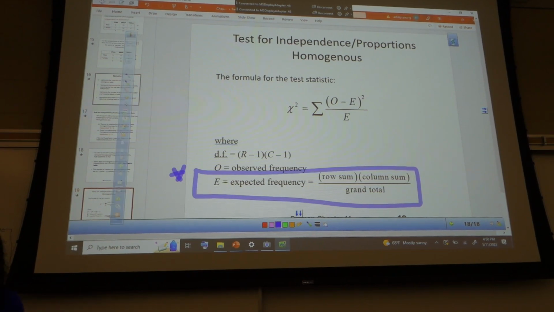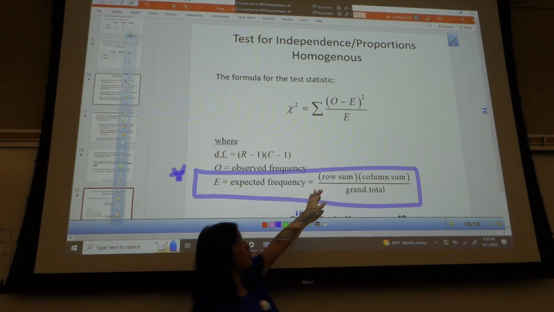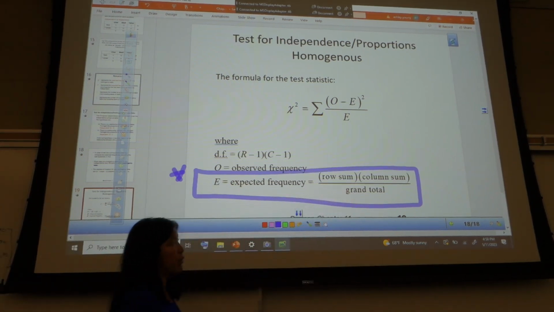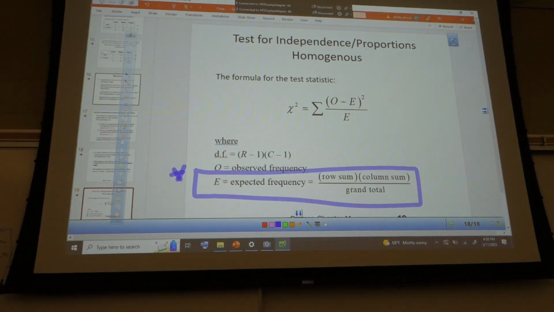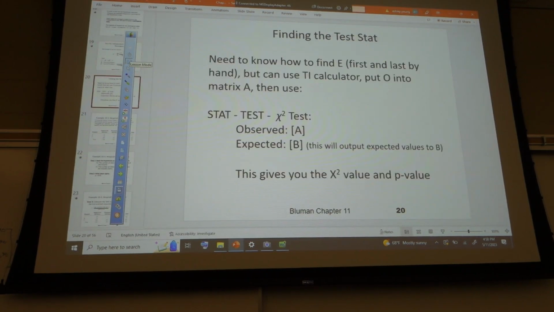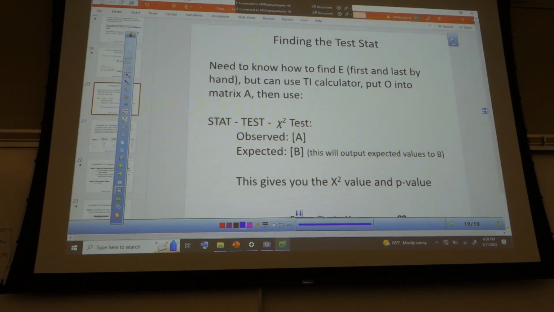The expected value. Again, you need to compute the expected values. How do you compute them? You take the row sum, multiply by the column sum, and divide by the grand total. I'm going to show you what that means in just a minute. That's the formula. So again, you will need to find the expected value. I'm going to make you find this by hand, the first and last one at least. But then for the chi-squared itself, you can just do chi-square test of your observed.